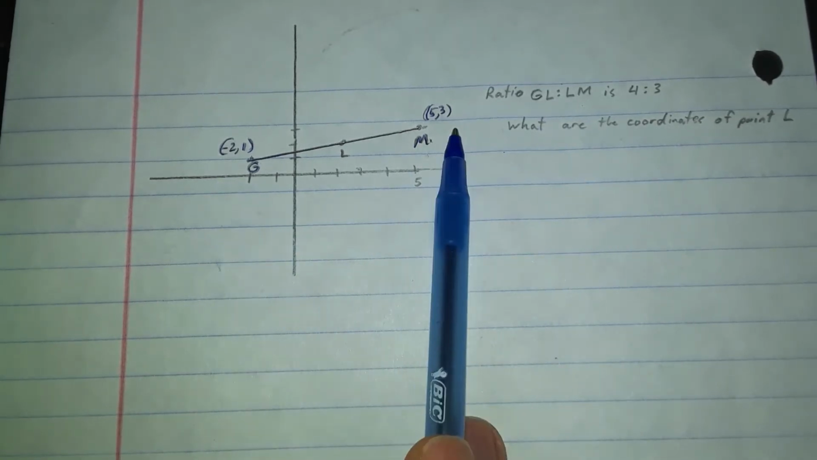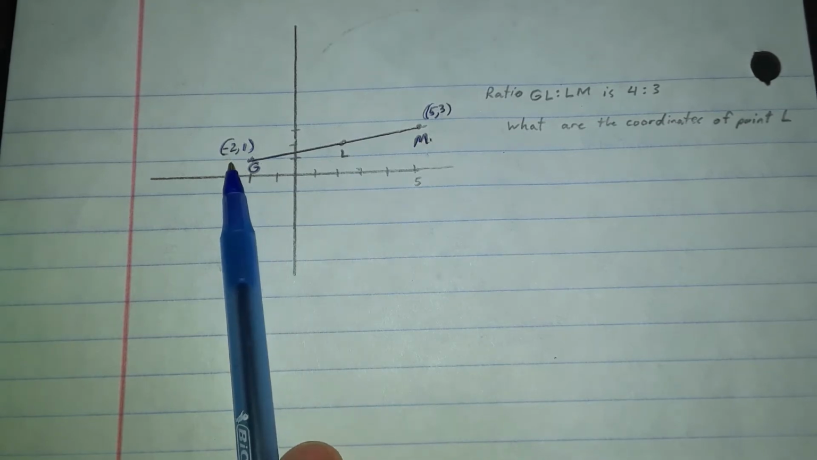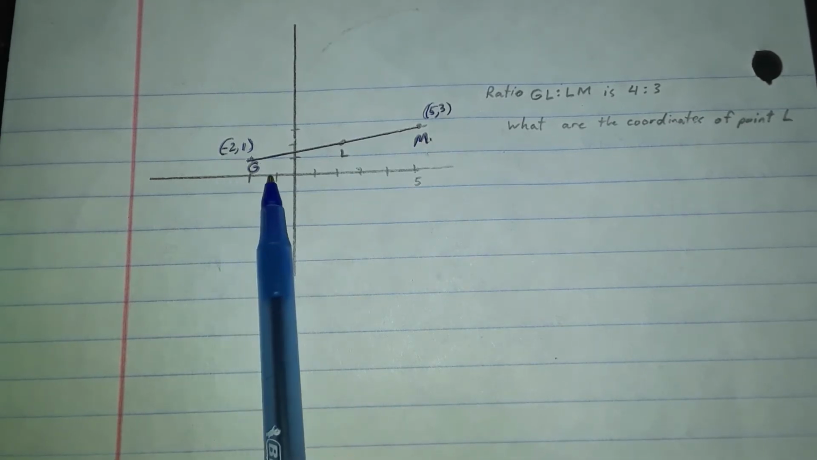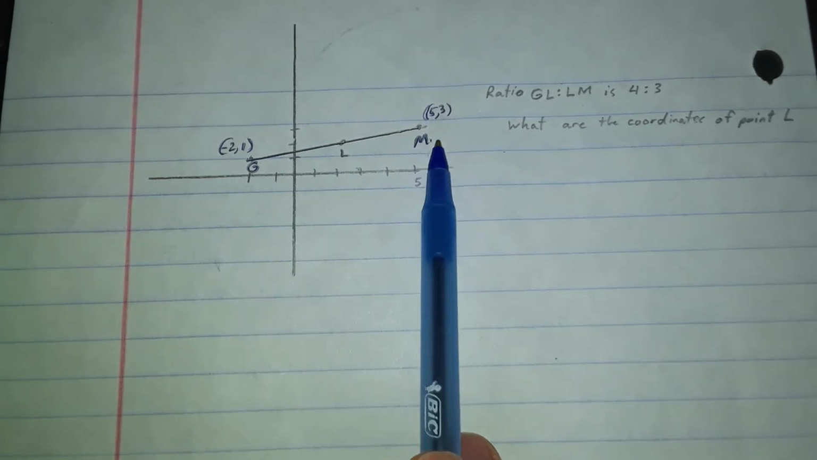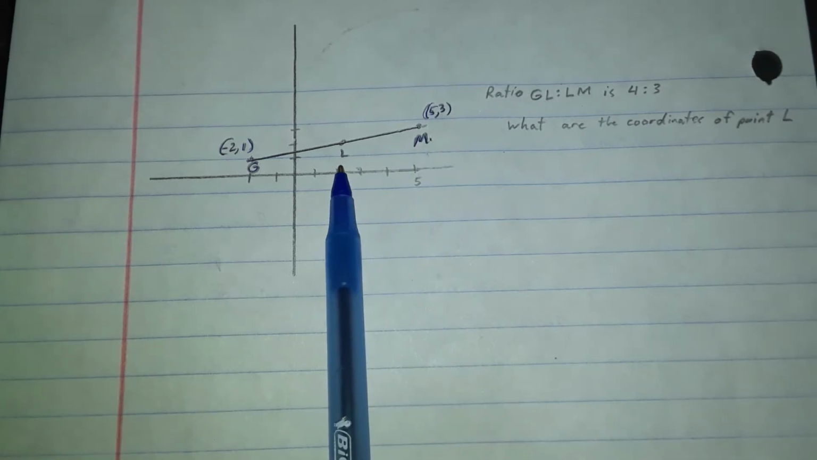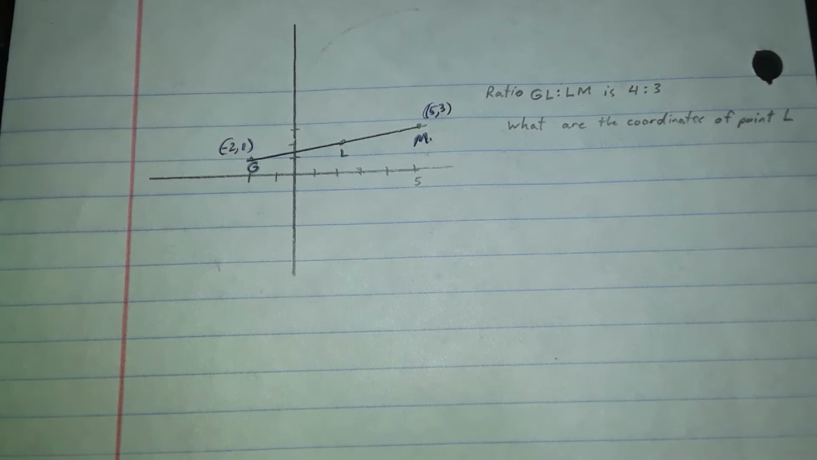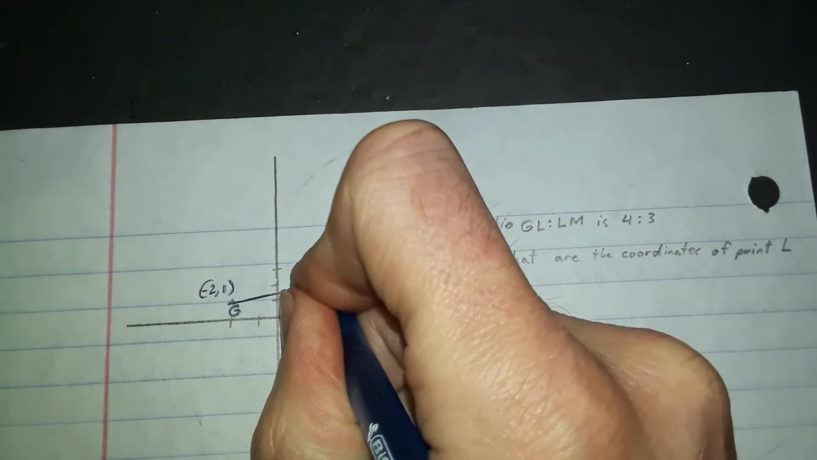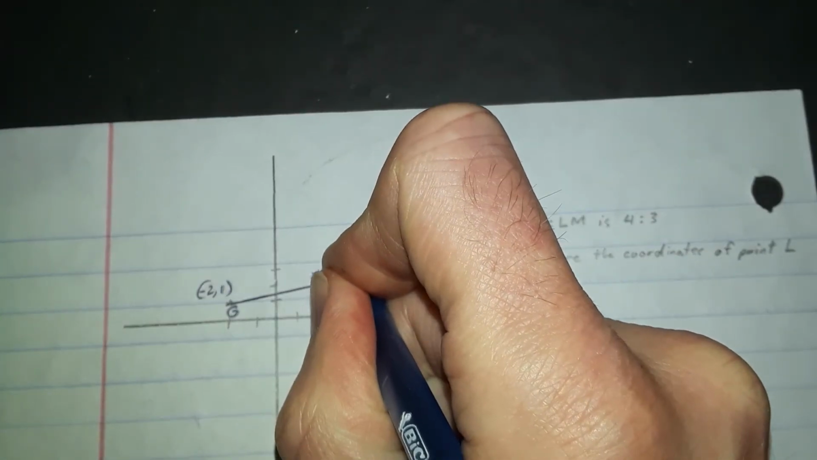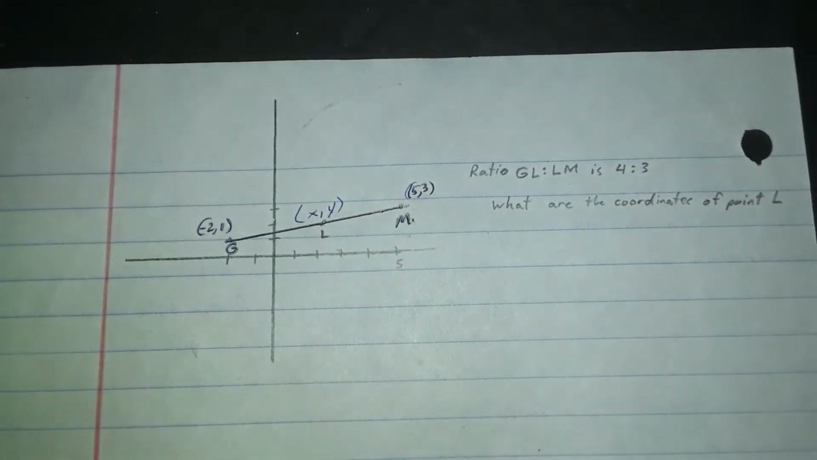So I have that written over to the side. We have the coordinates of G and M already given. We have -2, 1 for G and 5, 3 for M. And our goal is to find the coordinates for L. L we're not given, so the first thing we're going to do is call it some generic X and Y, and we're going to use that in our calculations.